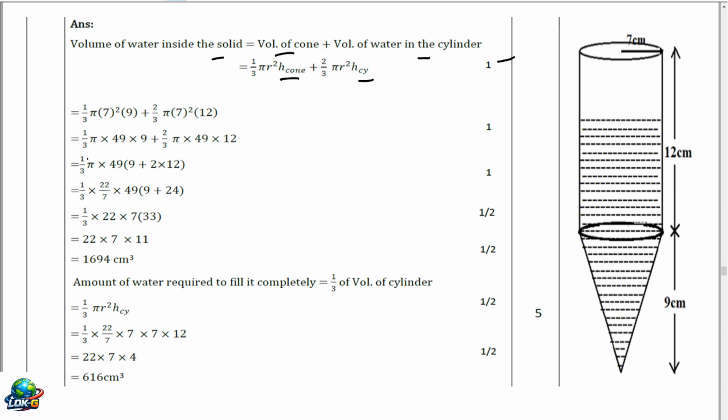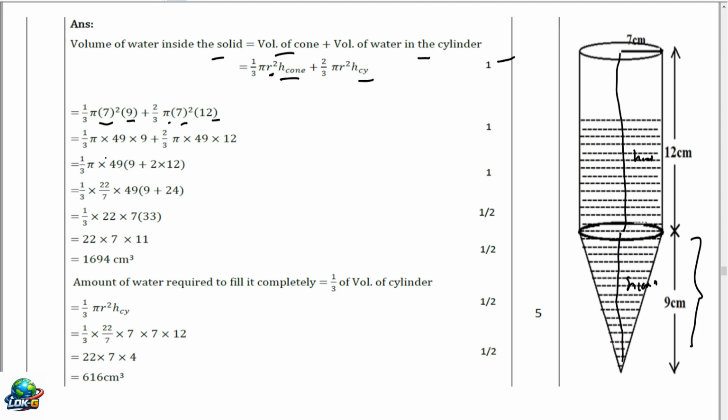You know that 1 by 3 pi, what is the radius? 7 square. Height of the cone, here it is. You see the height of the cone. Okay? Height of the cone. This is height of the cylinder. I hope you are getting me. Okay. 1 by 3 pi r square, 7 square into height of the cone is 9. Then 2 by 3 pi r square, 7 square, height of the cylinder is 12.